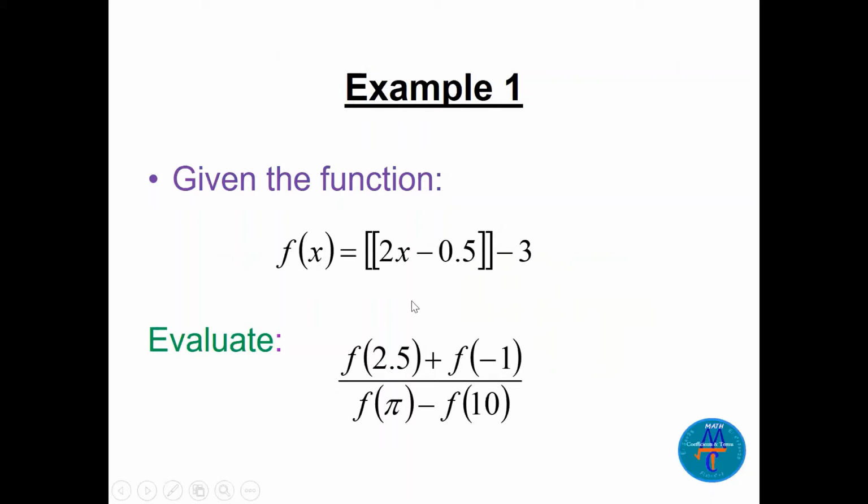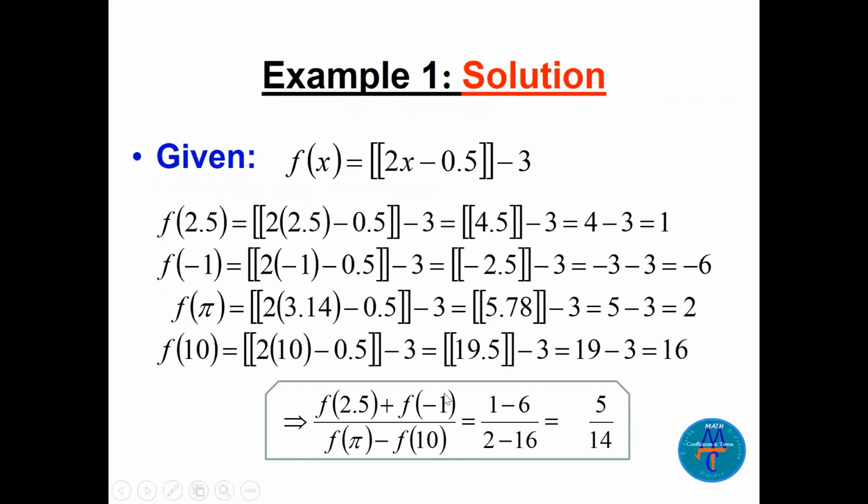F of 2.5, so I put here in the x 2.5 times 2 will be 5 minus 0.5 will be 4.5. Now we take the greatest integer after we have only one number there. So that's 4. 4 minus 3, so here the image will be 1. Now we continue the same way until we get all the numbers. See, as I explained here, f of 2.5, multiply this x by 2 from the function, simplify the greatest integer here becomes 4, and 4 minus 3 is 1.